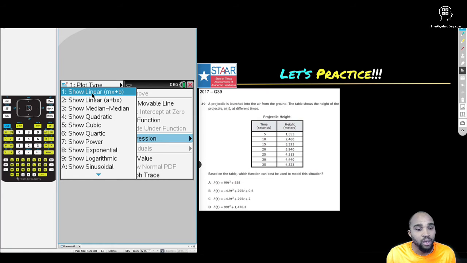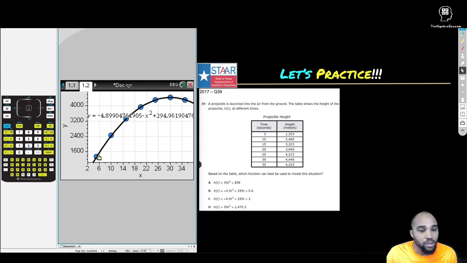Either it's a line, a quadratic, or exponential, because those are the main three that we deal with in Algebra 1. So it's definitely not a line. It's not exponentially decreasing. This is definitely a parabola. So I'm going to click on show quadratic. Be careful of picking quartic. That's another kind of mistake that some students will make because it looks similar, but quadratic.